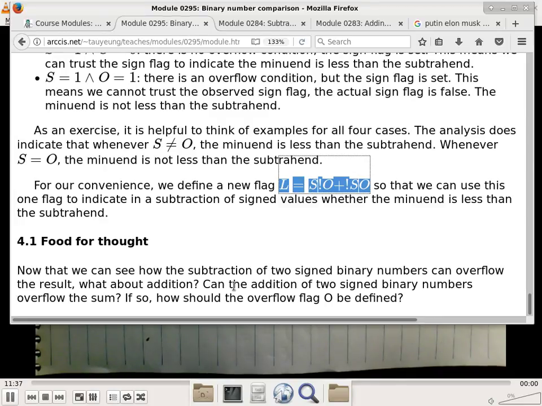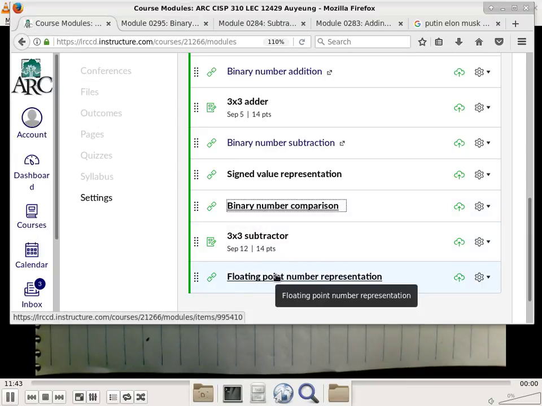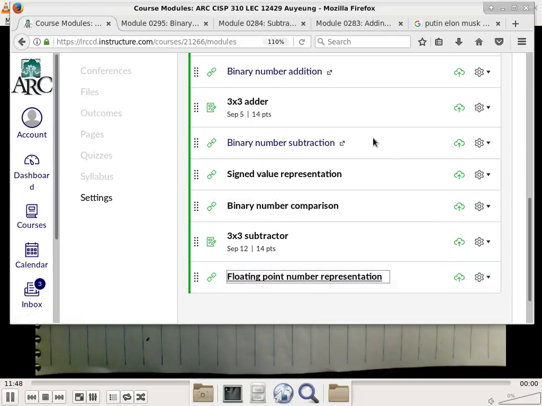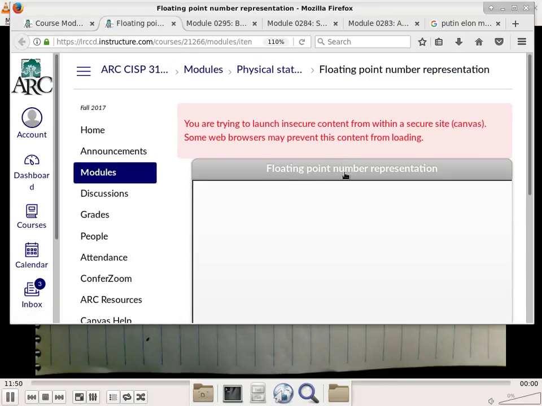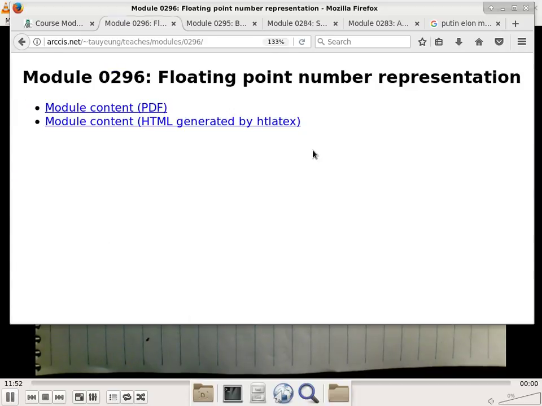So I'm going to keep this slide here just in case there are any questions to go back to. But meanwhile, we're going to move on to a new topic. We're going to move on to floating point number representation. Which is interesting because when you think about all the values that we can represent up to now, they are integers. Well, natural numbers for unsigned and integers for signed. Right? But they're all non-fractional numbers.